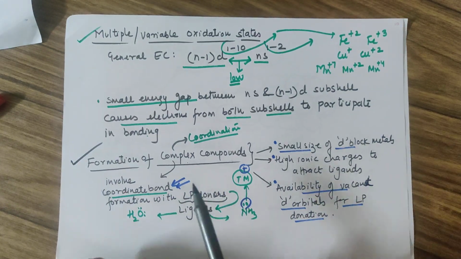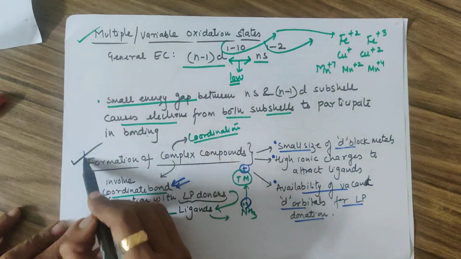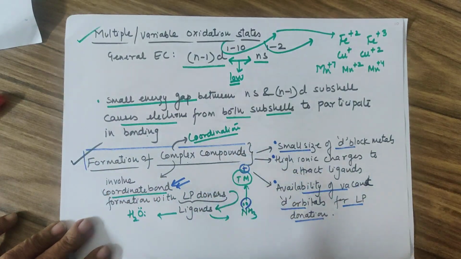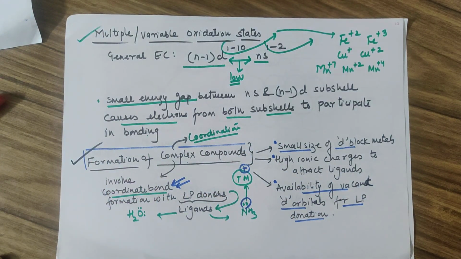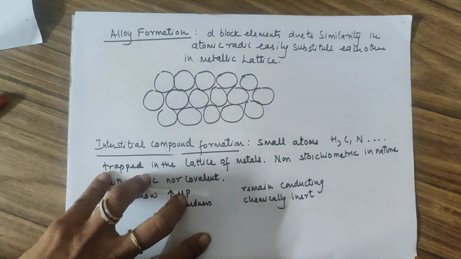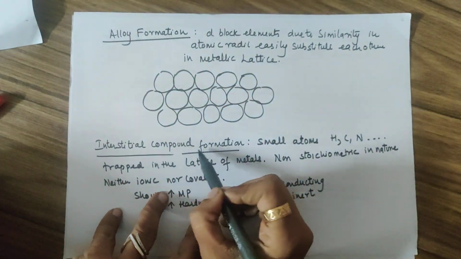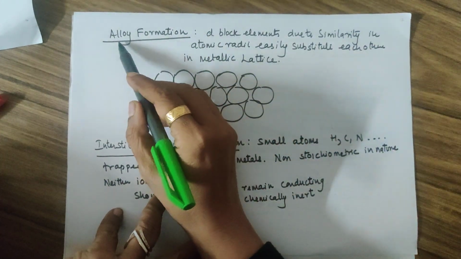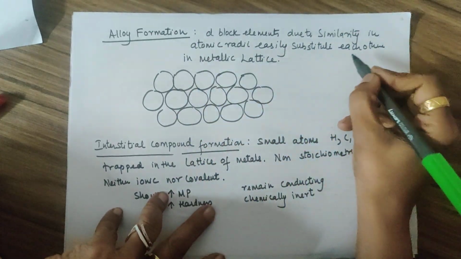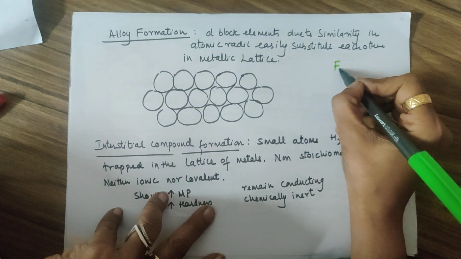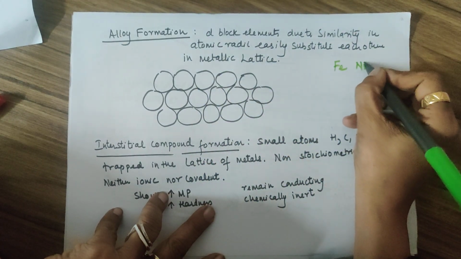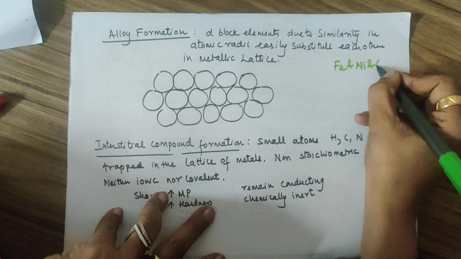Fine. So transition metals have a property of forming complex compounds or coordination compounds. The next two properties are alloy formation and interstitial compound formation. Now when we talk about alloy formation, it is something like a transition metal iron combining with nickel to form stainless steel, let's say like this.